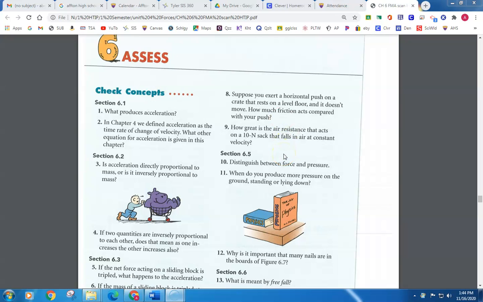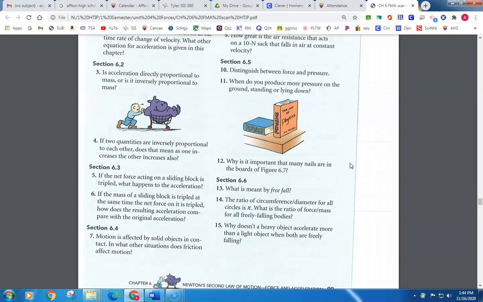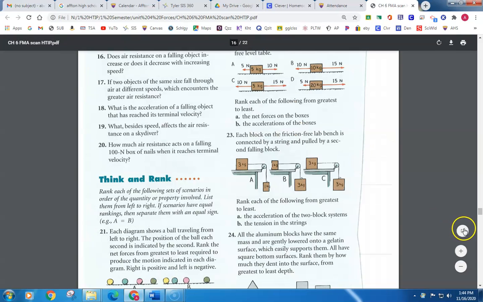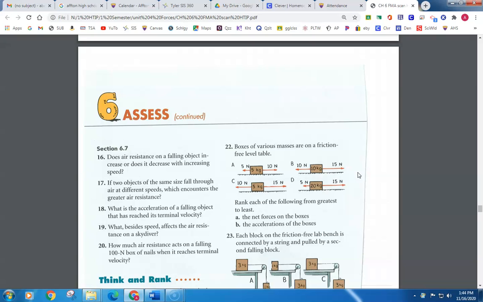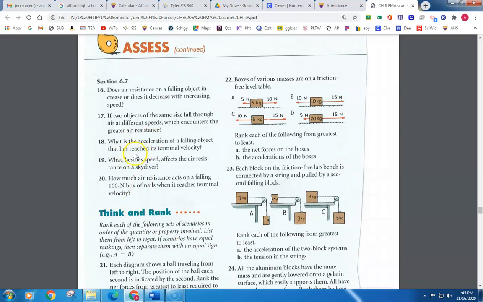Okay, moving on to page 100. Number 16. Does the air resistance on a falling object increase or decrease with increasing speed? It increases. The more air per second is plowed through as speed increases. Number 18. What is the acceleration of a falling object which has reached terminal velocity? 0. It's no longer accelerating at that point.